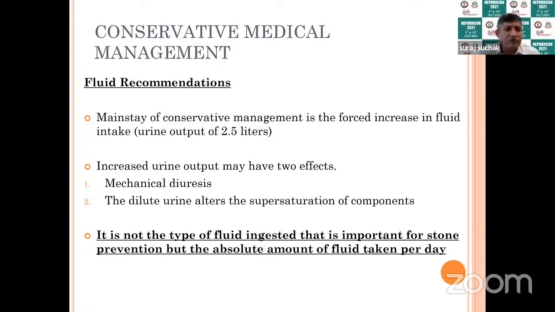Conservative management involves fluid intake, which should be in the proportion that your urine output should be around 2.5 liters. What you drink is not important. It is how much you drink. So pani, nimbu pani, anything, water, Coca-Cola, Pepsi, anything they want to drink is okay, as long as the volume they're drinking is around 3 to 3.5 liters.